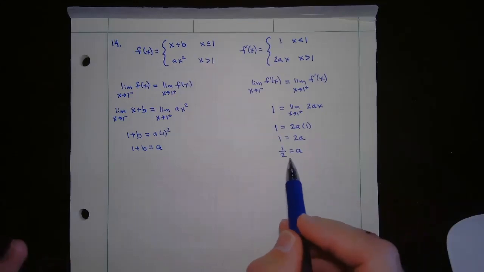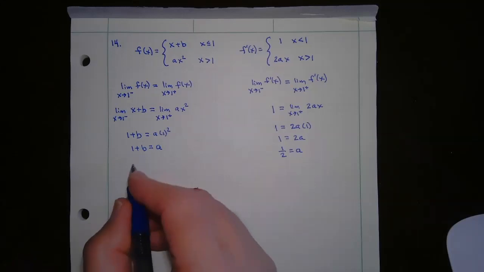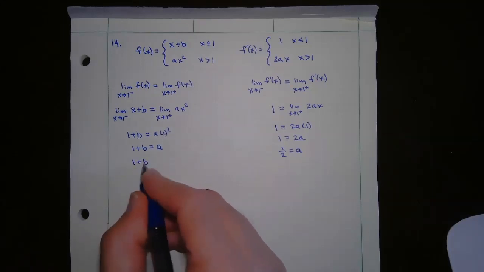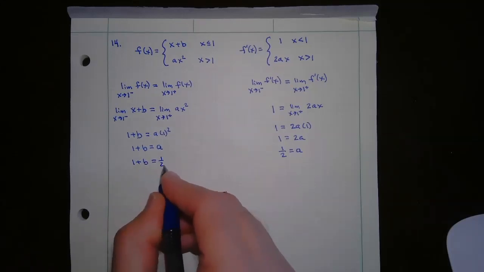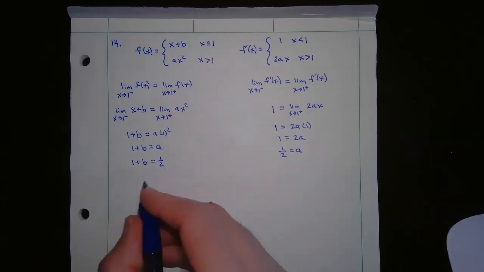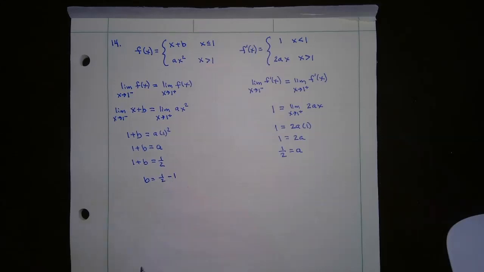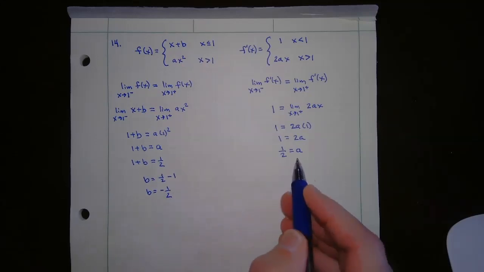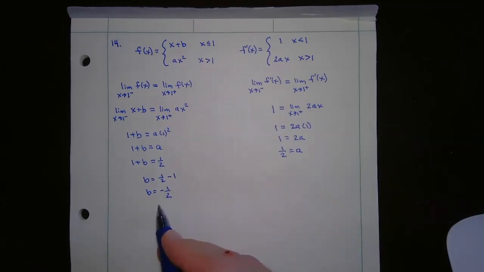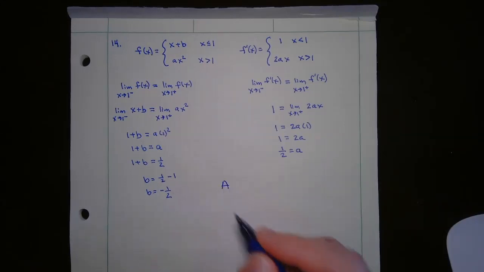Now coming back over here, now that I know a is 1/2, for it to be differentiable, a has to be 1/2. Over here, our b, because it needs to be continuous still, 1 plus b would have to equal 1/2. So if I subtract 1, b is equal to 1/2 minus 1, or b would equal negative 1/2. So a would have to be 1/2 and b would have to be negative 1/2 for this to work. And so the correct answer for number 14 is A.